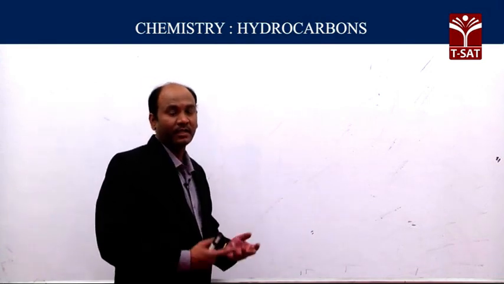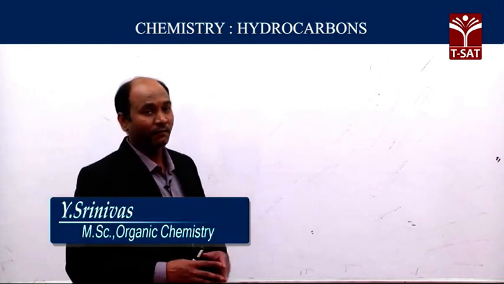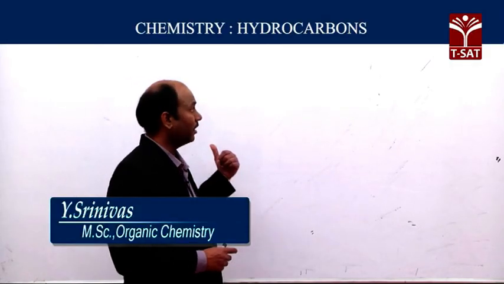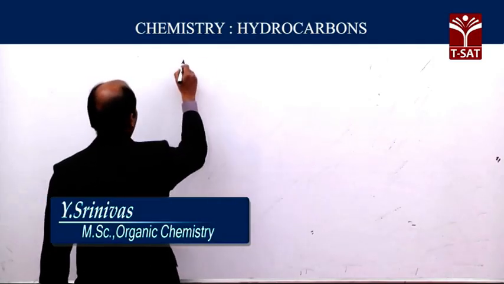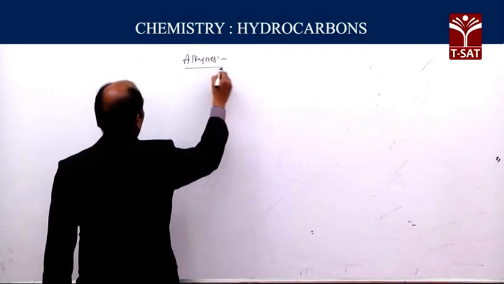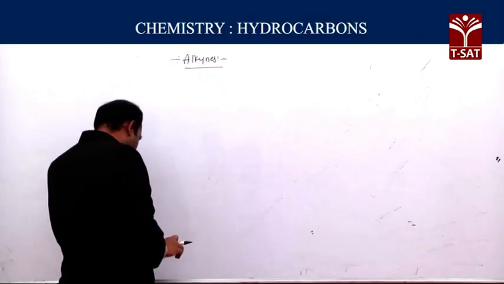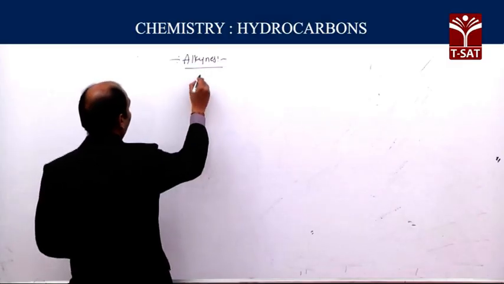So far we have completed alkanes and alkenes. Now we are going to discuss alkynes, the third topic in hydrocarbons. Alkynes are unsaturated hydrocarbons which contain a C triple bond C.